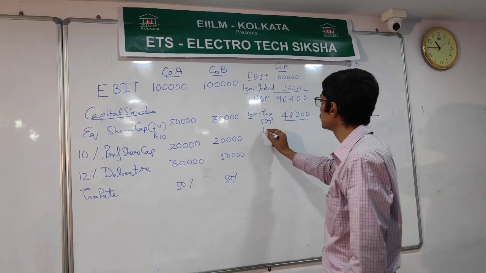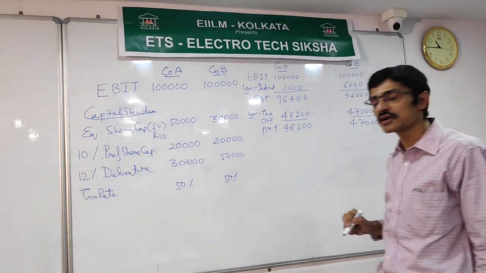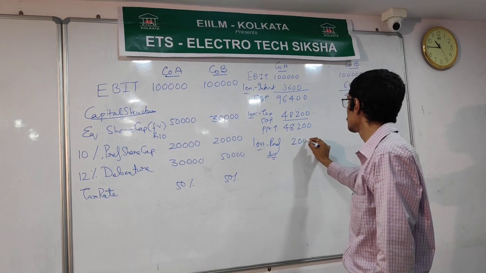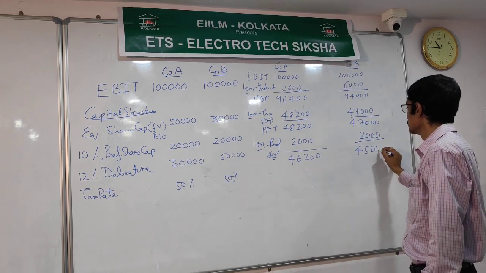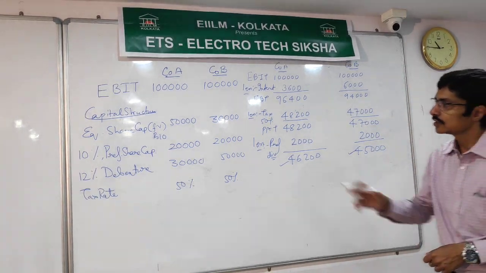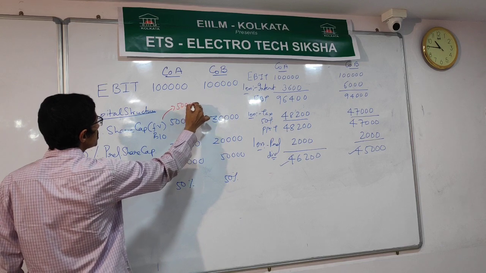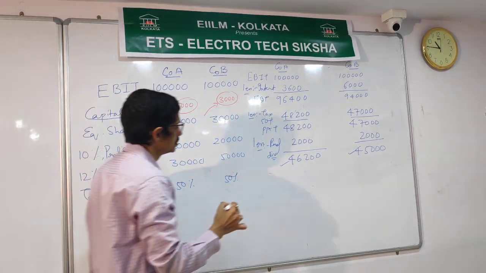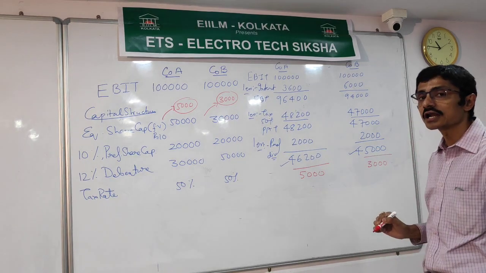After this, we get the profit after tax, PAT, which is 48,200 and 47,000. Less, we should pay the preference dividend, which in both cases is 10% of 20,000, which is 2,000. So it is 46,200 and 45,000. Now this value is the earnings which are available to the equity shareholders. Because the face value of the share is rupees 10, company A has 5,000 equity shares and company B has 3,000 equity shares. If I divide by the number of equity shares, 5,000 and 3,000, we can calculate the earnings per share, EPS.